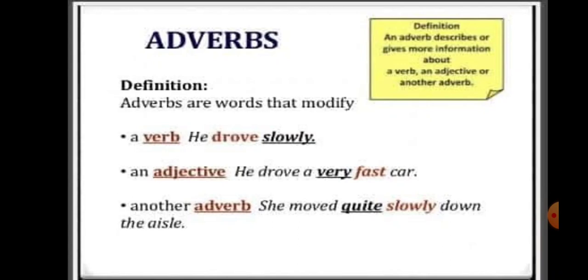Adverbs also modify another adverb. Example, she moved quite slowly down the alley. In this sentence, the word quite is an adverb and it modifies another adverb, that is slowly. So an adverb describes or gives more information about a verb, an adjective, or another adverb. Let's start to discuss its kinds one by one.